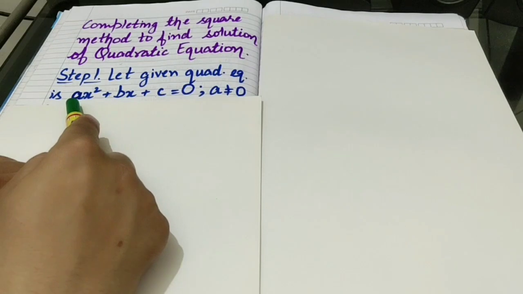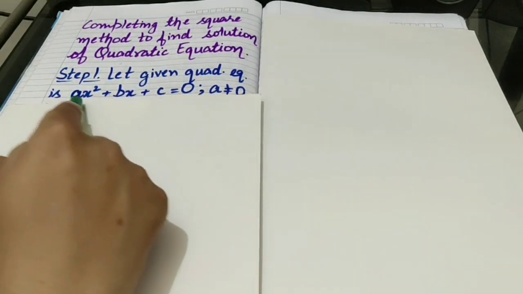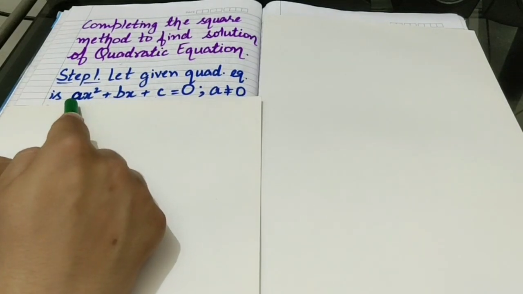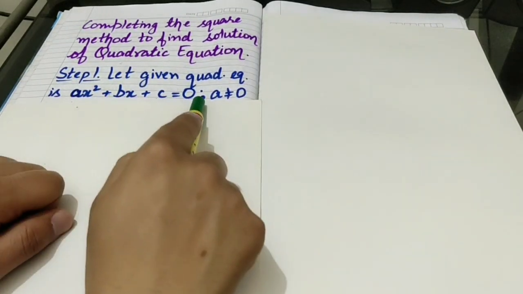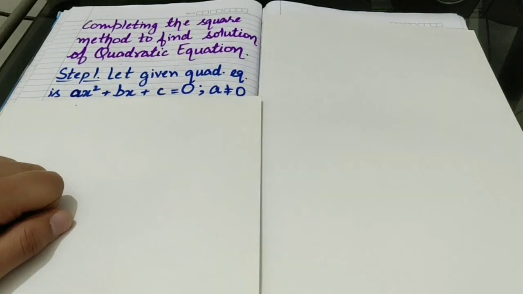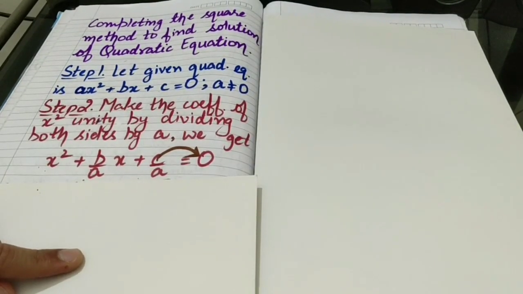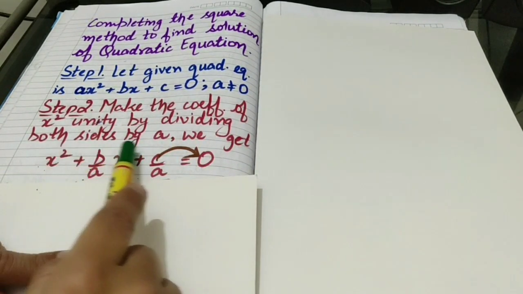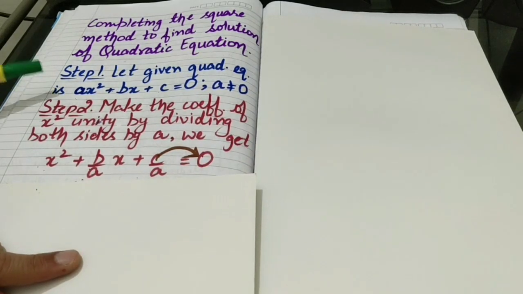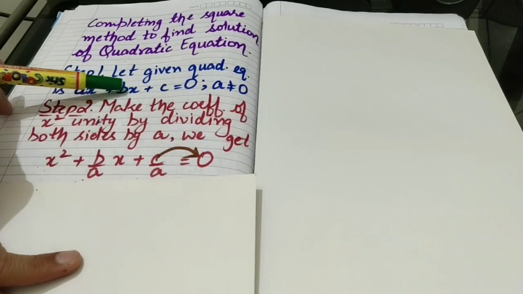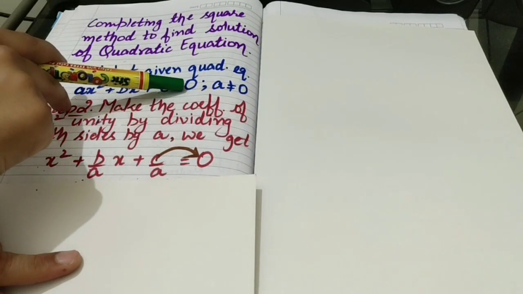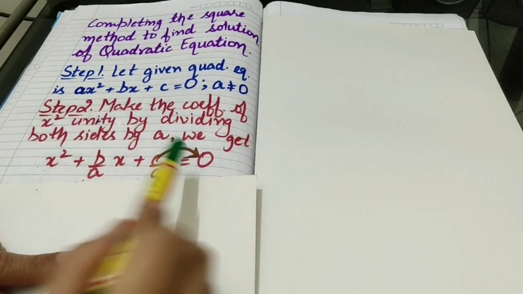But if a is not 1, then we have to divide the whole equation by the coefficient of x square. Whatever the value of a is, other than 1, we have to divide the whole equation by that particular real number. That's why in step 2 we have mentioned to make the coefficient of x square unity by dividing both sides by a. And on dividing both sides by a, what we get? Ax square divided by a, we get x square, plus bx divided by a, we get b upon a x, plus c upon a equals 0 divided by a, we get 0 only. Ignore this arrow sign for the time being.